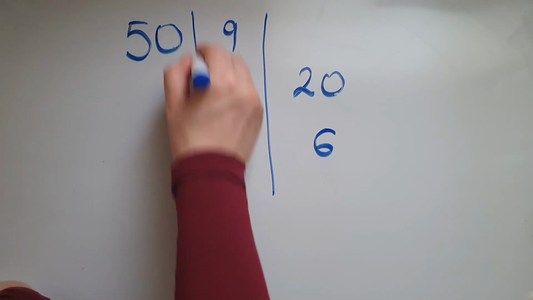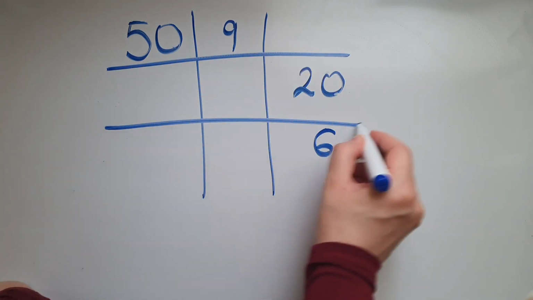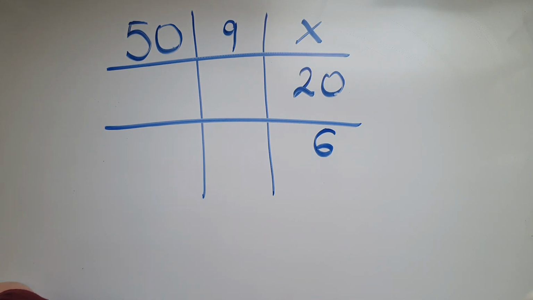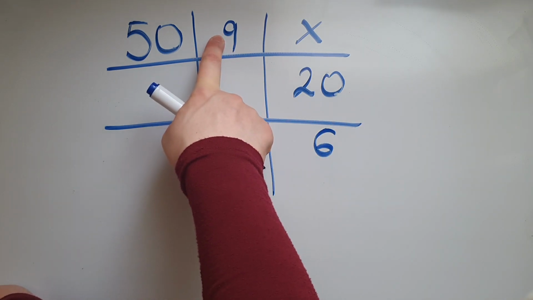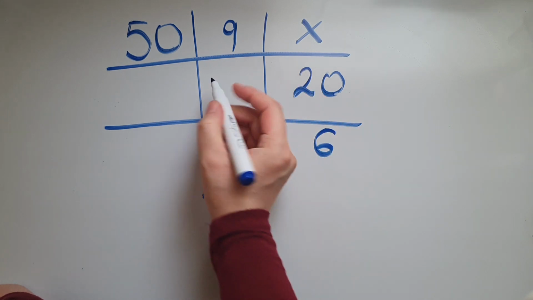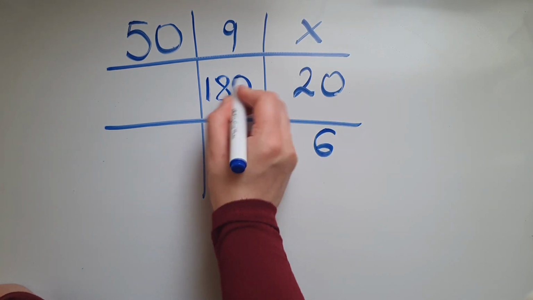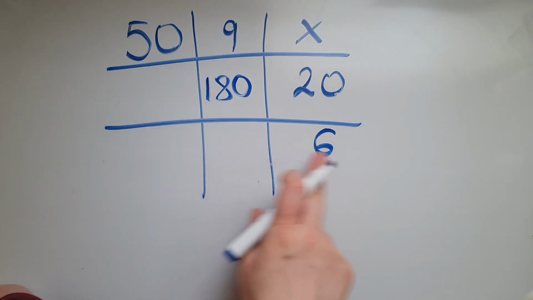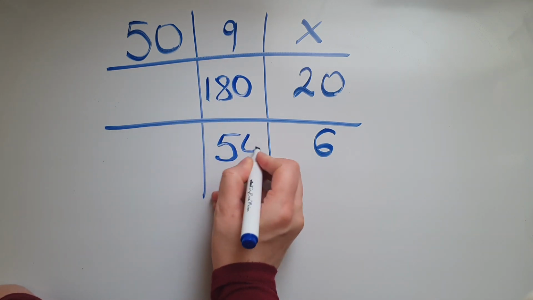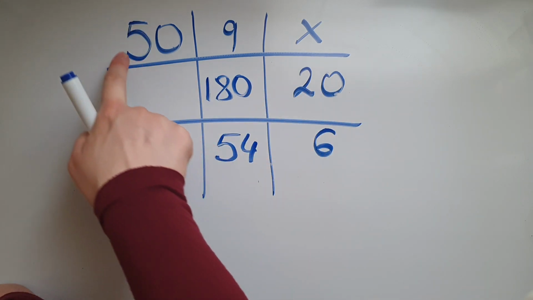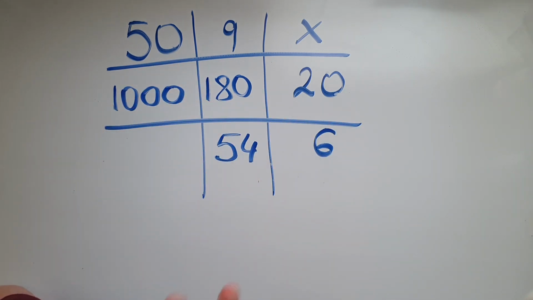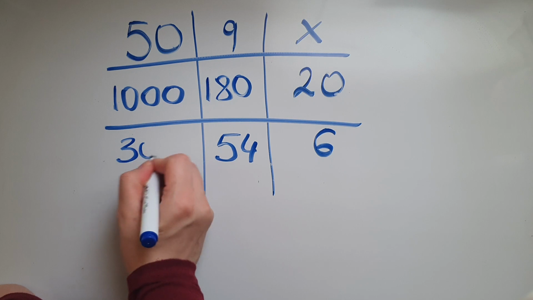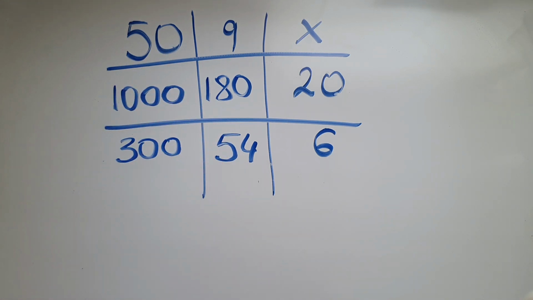So I'm going to create a grid with these and I'm going to multiply. So I'll do 9 times 20. And again, remember that easy shortcut. 9 times 2 is 18. Adding the 0 gives us 180. 9 times 6 gives us 54. 50 times 20. 5 times 2 is 10. Add the 0 and the other 0 gives us 1000. 50 times 6. 5 times 6 is 30. Add the 0 gives us 300.